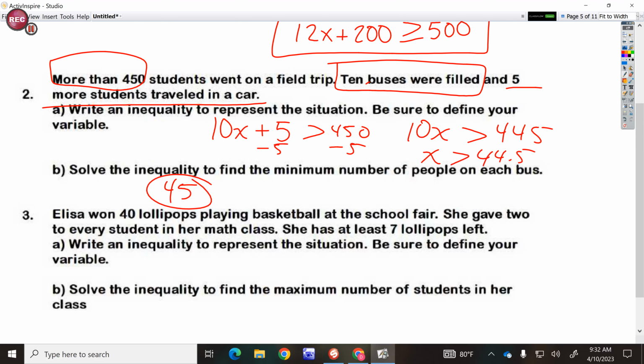44.5. What is the number that follows 44 and a half? 45. You can't jump two numbers. You jump to the next number up. 44.5. What's the next number up? 45. If you go 46, you're doing extra. It's too much. You're going to be wrong.